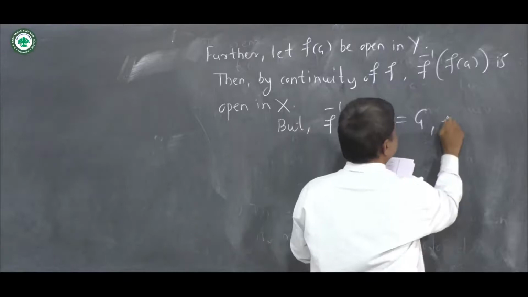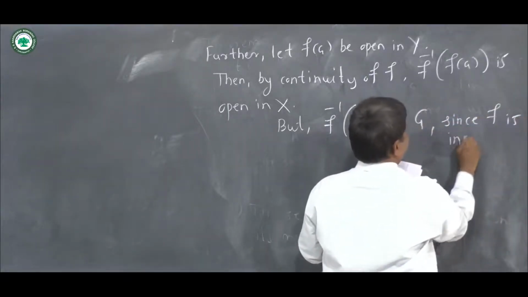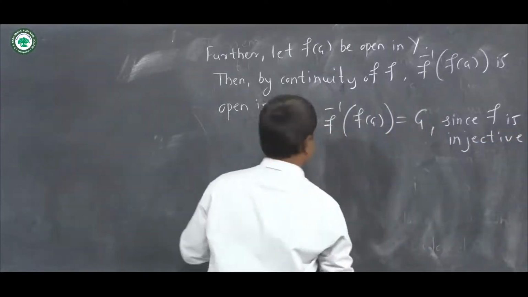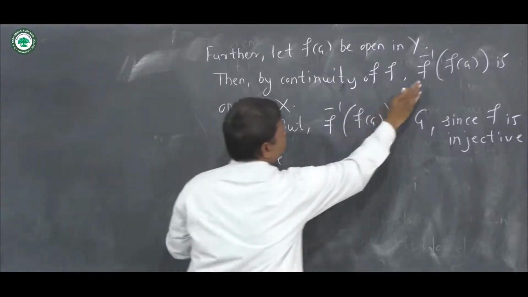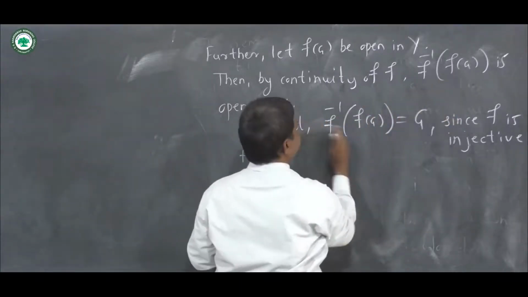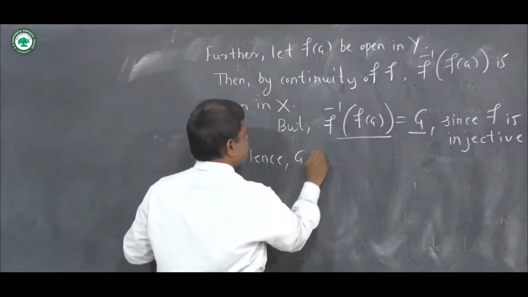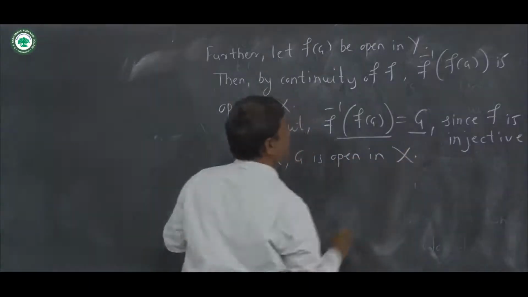So we write, since f is injective, because function f is one to one, hence f inverse of f of G is open in X. But f inverse of f of G is G, hence G is open in X.